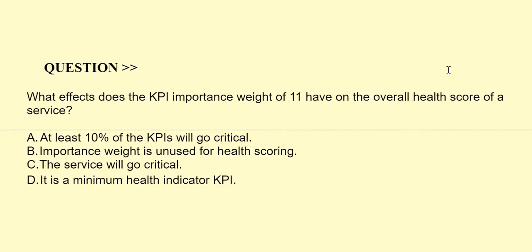Our next question is, what effect does the KPI importance weight of 11 have on the overall health score of a service? Option A, at least 10% of the KPIs will go critical. Option B, importance weight is unused for health scoring. Option C, the service will go critical. Option D, it is a minimum health indicator KPI.